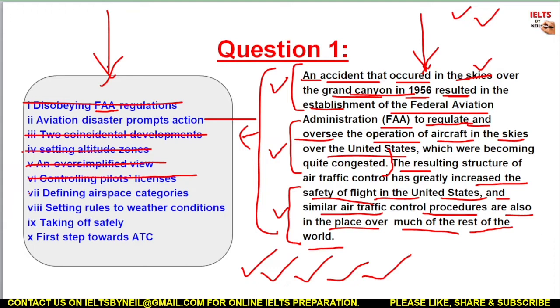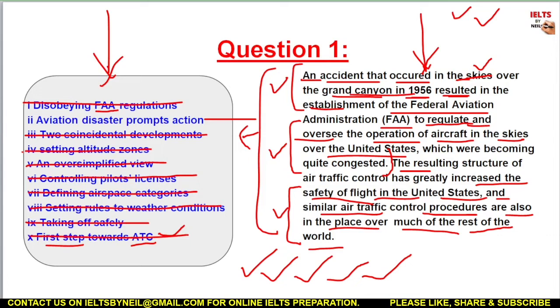Defining airspace categories, they're not talking about any categories of airspace. Setting rules to weather conditions, they're not talking about weather in this paragraph. Taking off safely, no, they are not actually talking about taking off safely. First step towards ATC, okay, the first step was not towards ATC, it was about the FAA, like when it was formed, so that's also not correct.